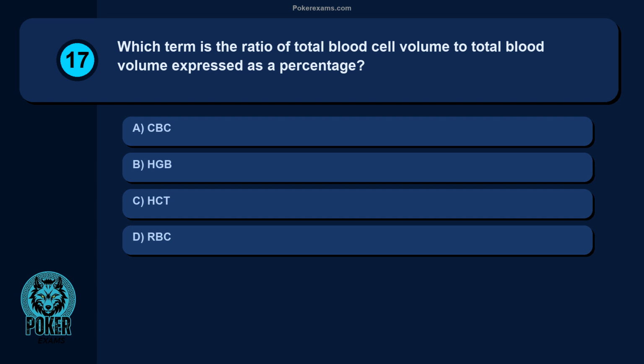Question 17. Which term is the ratio of total blood cell volume to total blood volume expressed as a percentage? CBC, hemoglobin, HCT, RBC.